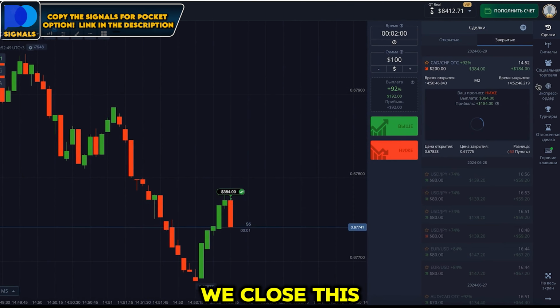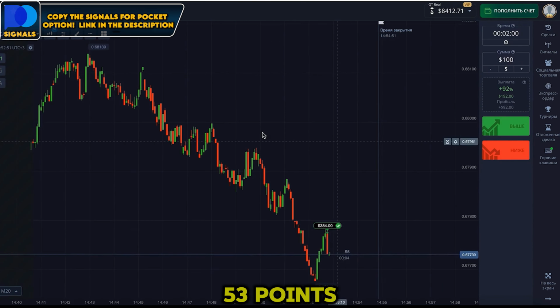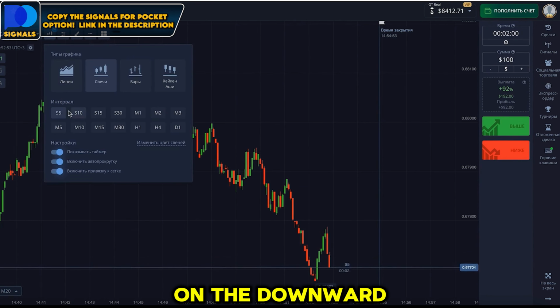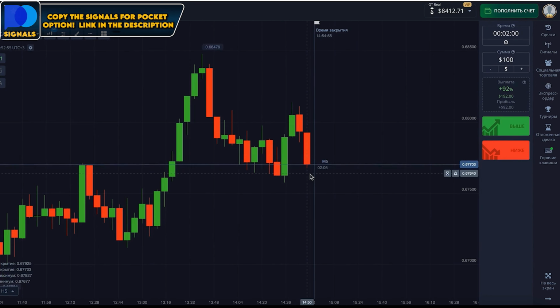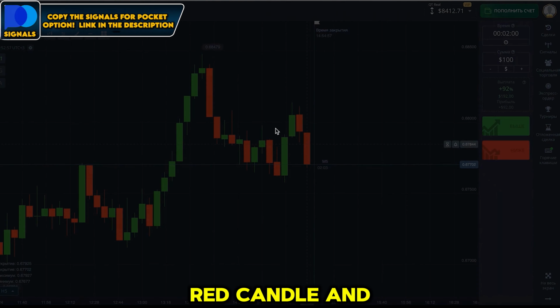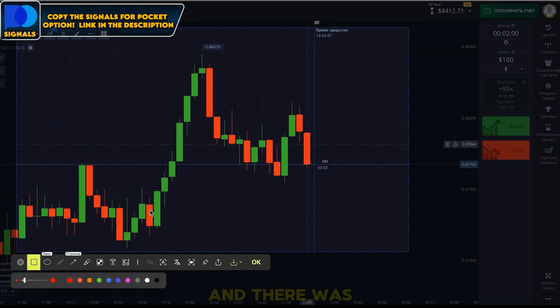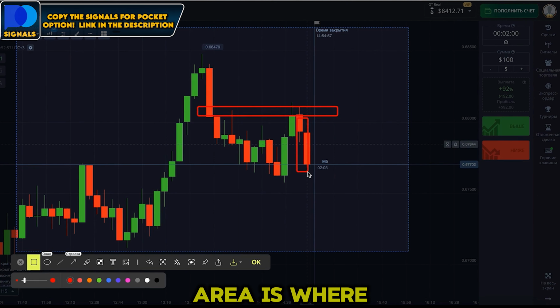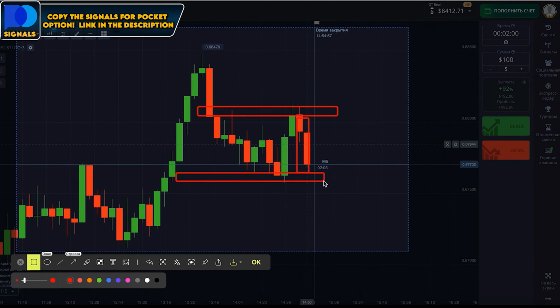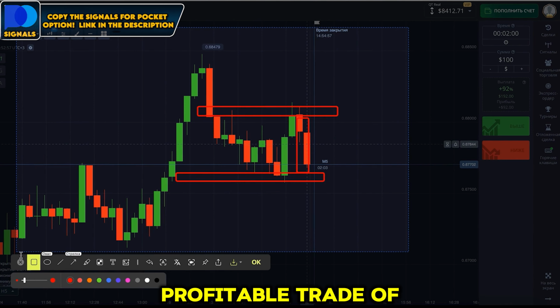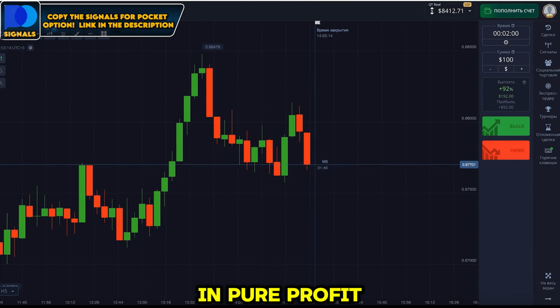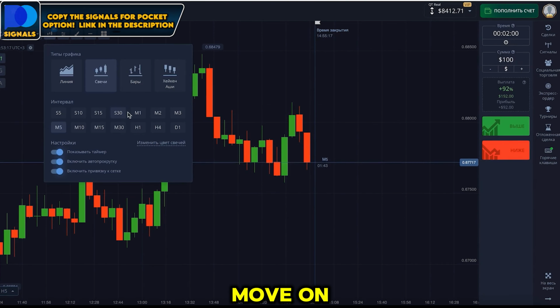Great, we closed this trade in profit. It closed at 53 points. We worked well on the downward movement that was expected. There was a red candle, and that's when I entered. Here we had the price hitting a level, and there was an amazing downward movement. So the first area is where the price might go, and we could work it out, but we did work it out and took our profitable trade of $180 in pure profit. Now we can move on.